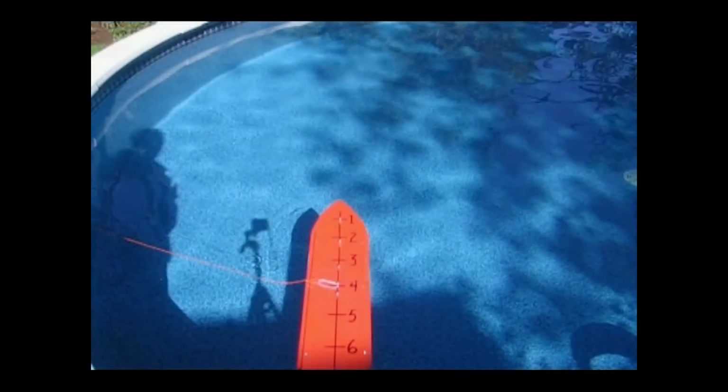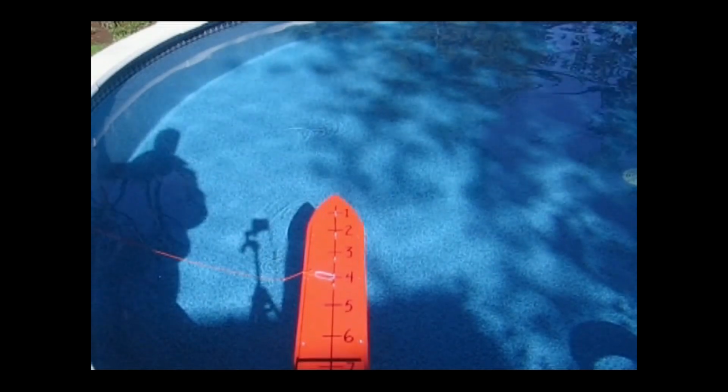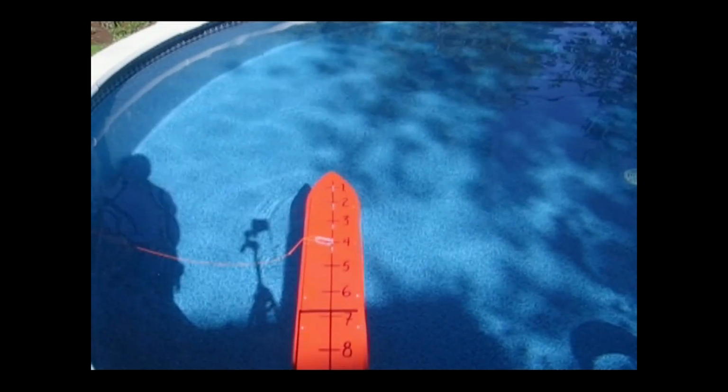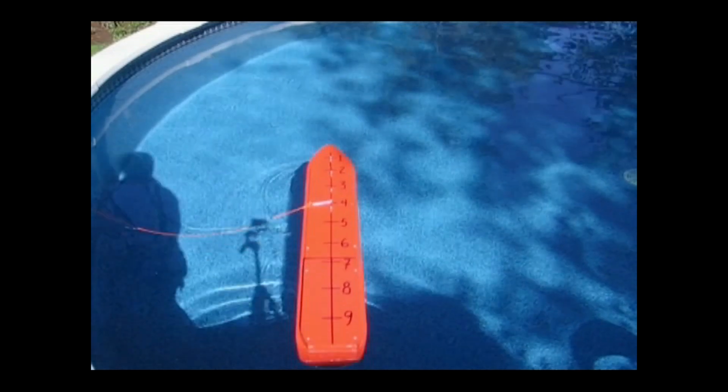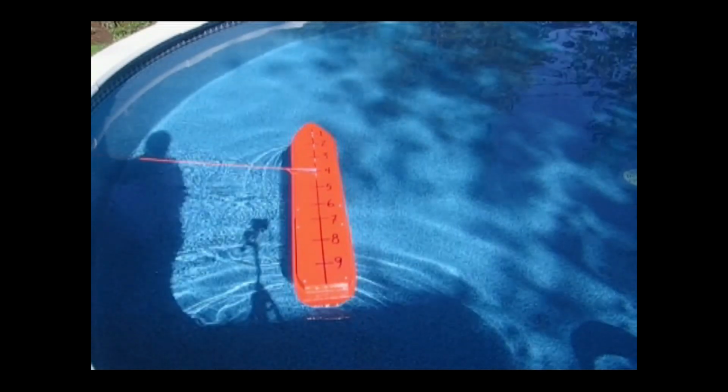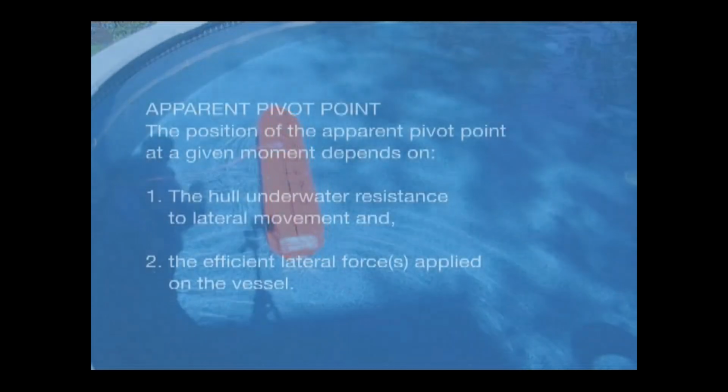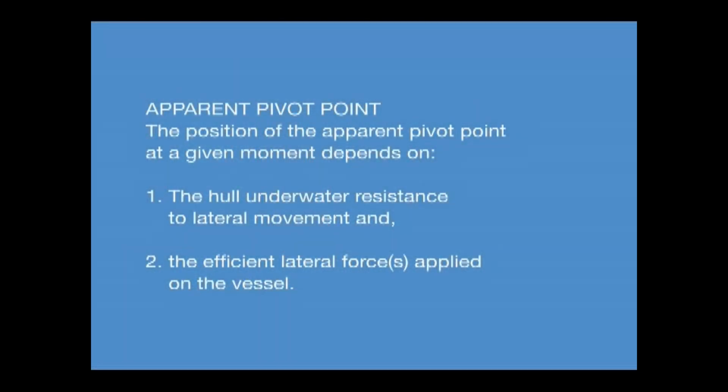For practical ship handling purposes, it seems that the shift of the center of lateral resistance due to the speed is rarely more than 10% of the ship's length in the direction of the ship's movement. The apparent pivot point only exists when the ship is rotating. The position of the apparent pivot point at a given moment depends on the hull underwater resistance to lateral movement and the efficient lateral forces applied on the vessel.